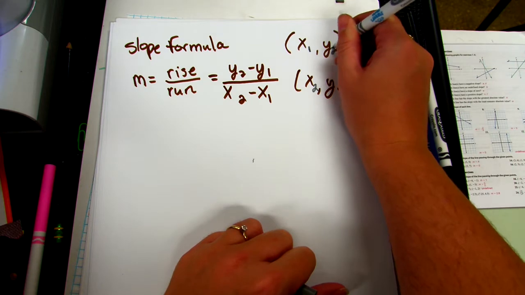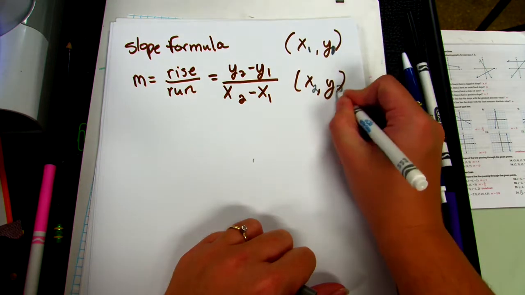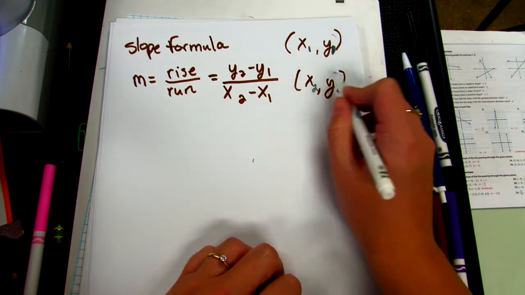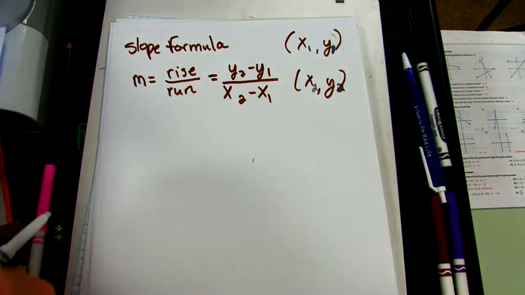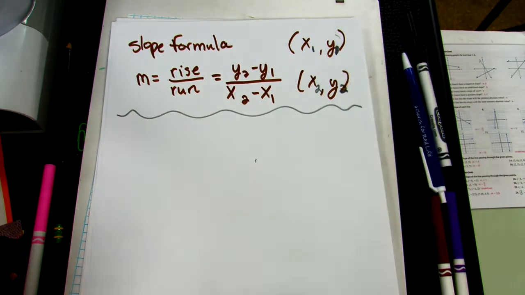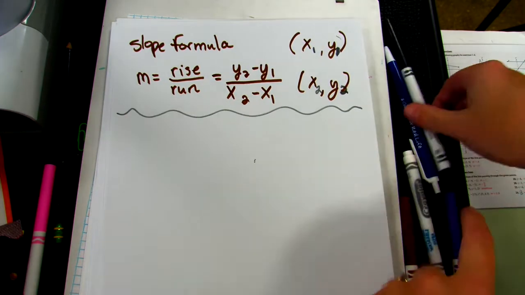This is y1 and this is y2, right? Because this is point 1 and this is point 2. All right, so let's go ahead and try an example. This time I'm not even going to give us a graph. We're just going to have points.